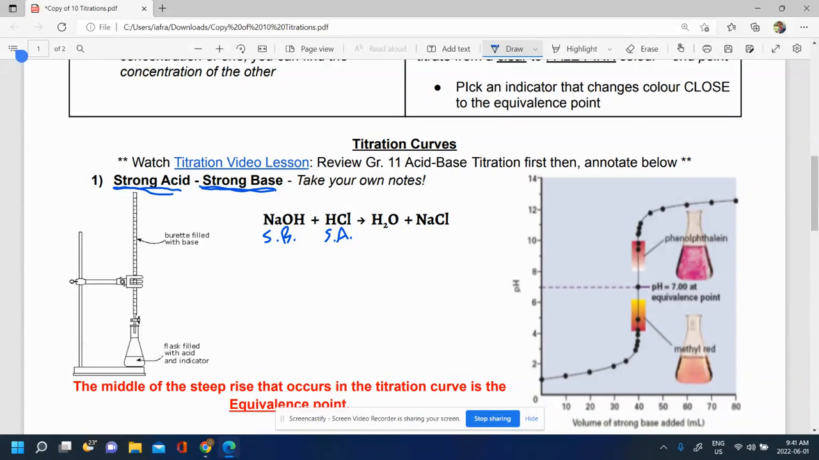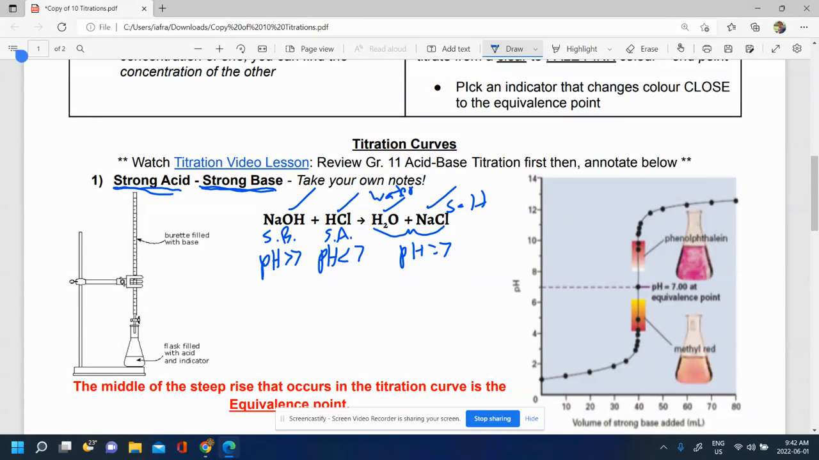So in grade 11, you saw strong acid and strong base titrations, and that's basically a reaction between a strong acid, as you can see here, and a strong base. And when that happens, you get water and salt. The idea is that you have a pH greater than 7 for the base, a pH less than 7 for the acid, and then after the reaction has happened, your pH is equal to 7. You have salt and water.